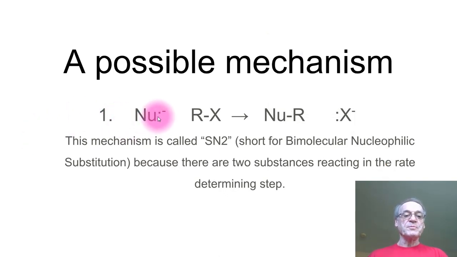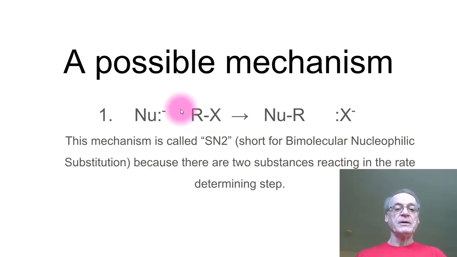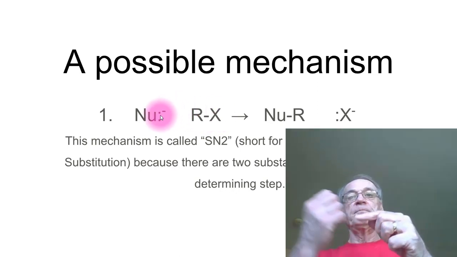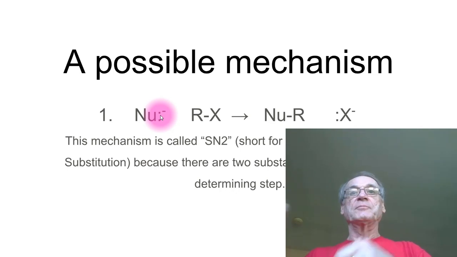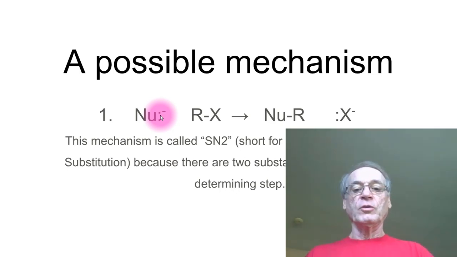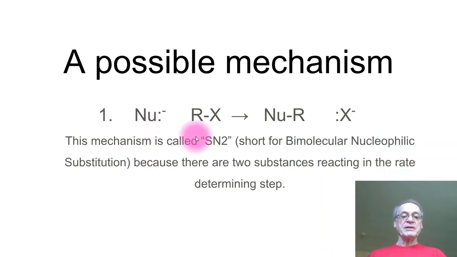So what has to happen is this pair of electrons has to come in and form a bond with the carbon. At the same time, this pair of electrons is breaking and going off onto the halogen. So it's kind of like one comes in, the other one goes out at the same time. It's all sort of a flow of electrons. This is what's called the SN2 mechanism. What does SN2 mean? Well, it's short for bimolecular nucleophilic substitution. The two means two molecules, or bimolecular, involved in the rate determining step.